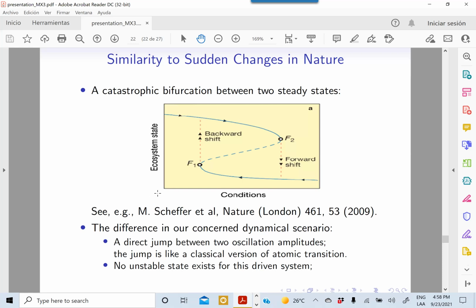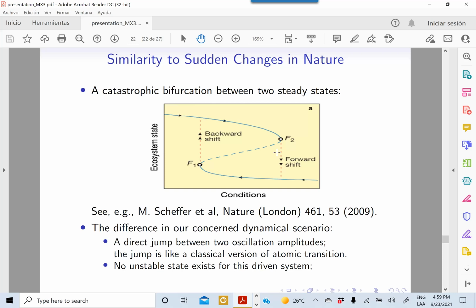Okay, the other thing is that our system has an external drive, so it is always stabilized. For some catastrophic bifurcations in nature, there is always some unsteady state, like the dashed one between the two stable ones. For our system, there's only the jump between two stable dynamical states, two steady ones. According to our external force, if the external force changes a little bit, it will jump immediately. That's it.